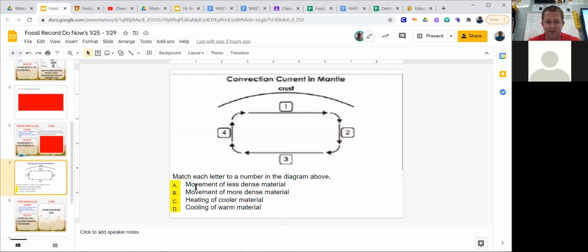Our Throwback Thursday question, number 1 would be the cooling of warmer materials. So number 1 is D. Number 2 is the movement of more dense material. Number 3 is the heating of cooler material. And number 4 is the movement of less dense material.